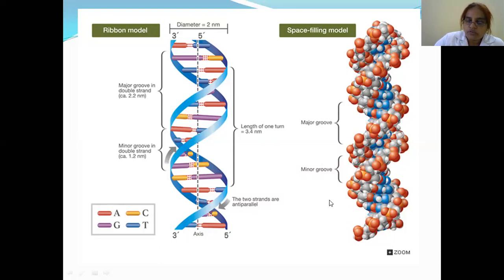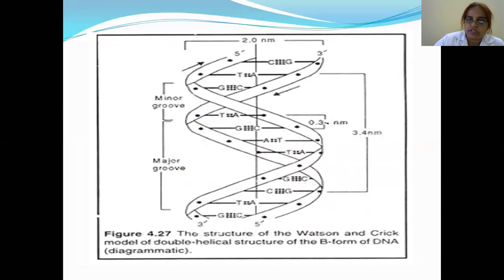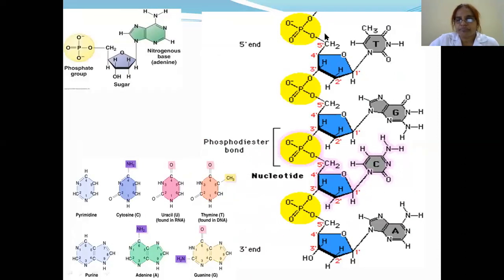Previously I told you nucleotides are bound together with phosphodiester bonds. See here is the answer. This is the nucleotide structure. See the arrangement: each nucleotide has a base, sugar and phosphate. So now the question is, why 3' and 5'? Why don't we call it 3 and 5?